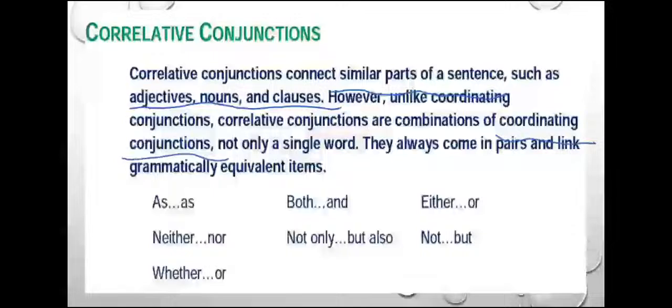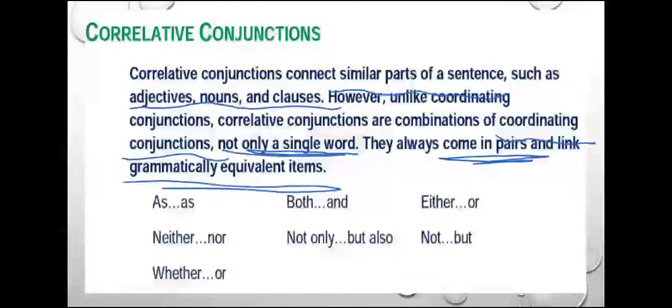They join two different coordinating conjunctions in a sentence and give meaning not only to a single word, but to two, three, or four words. They always come in pairs and link grammatically equivalent items. I will give you examples and you will be able to understand. First one is as... as. She's as fast as I.